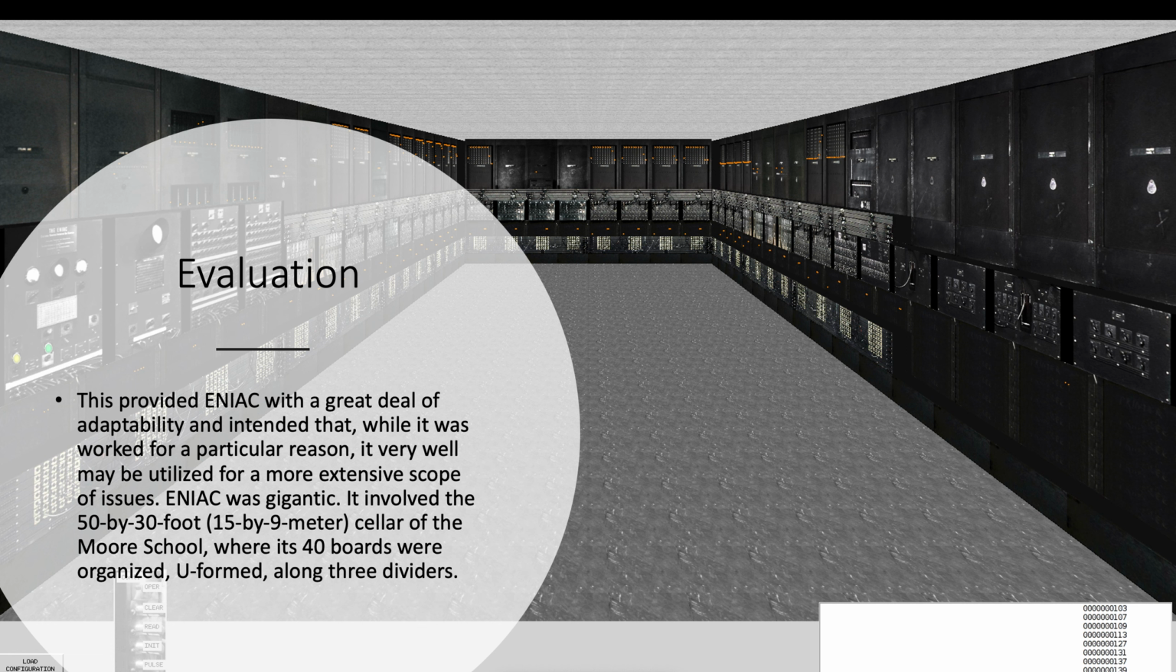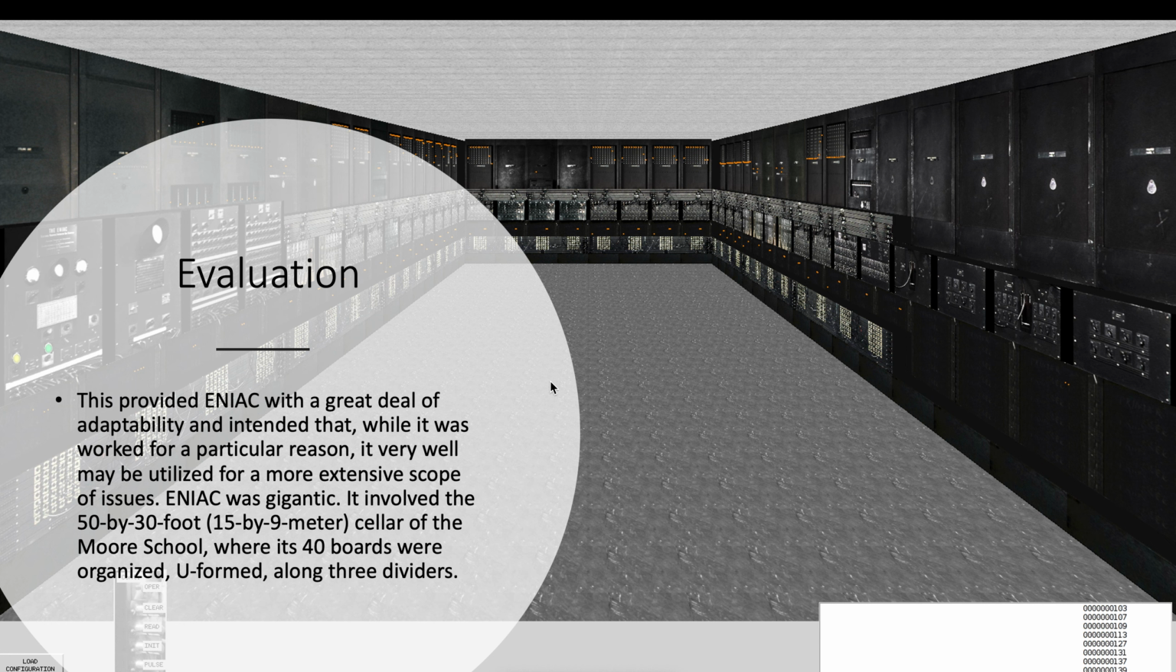Evaluation. The evaluation is about how big it is, but we talk about it more in our Word document. As we can see, the ENIAC was a great deal, and it was very adaptable. It was intended for a particular reason, and it was very well scoped, and it was really big. It involved a 50 by 30 by 9 meter cellar of the Moore School, which we can see in my background, showing how large it is and how complicated it is to operate.